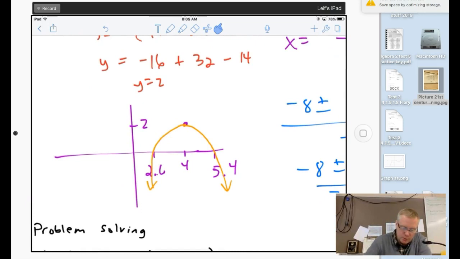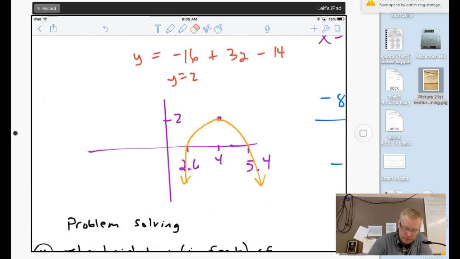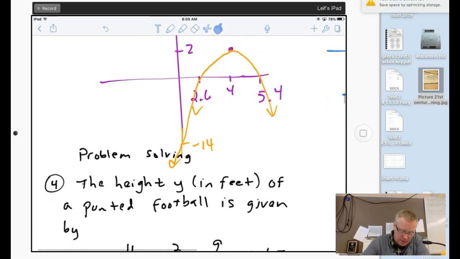The y-intercept would be negative 14, so I can fix that too. We'll make this eventually hit negative 14 down here. There, okay? All right, and there's my graph. All right, next, problem solving.